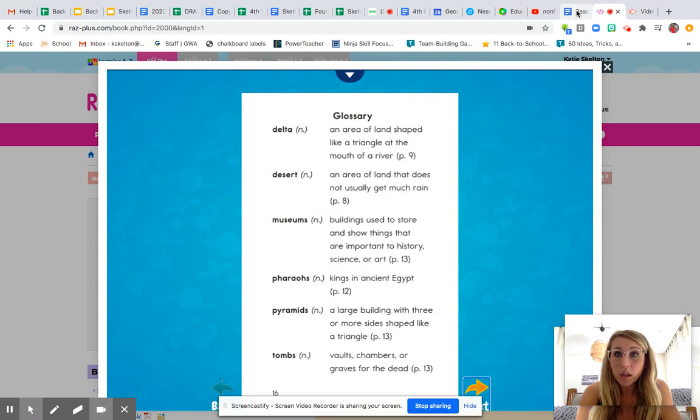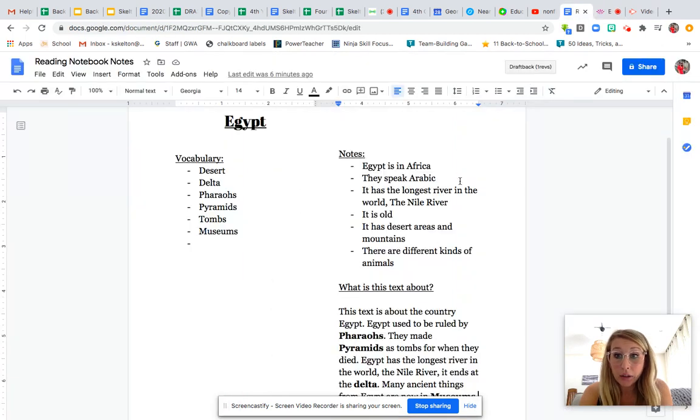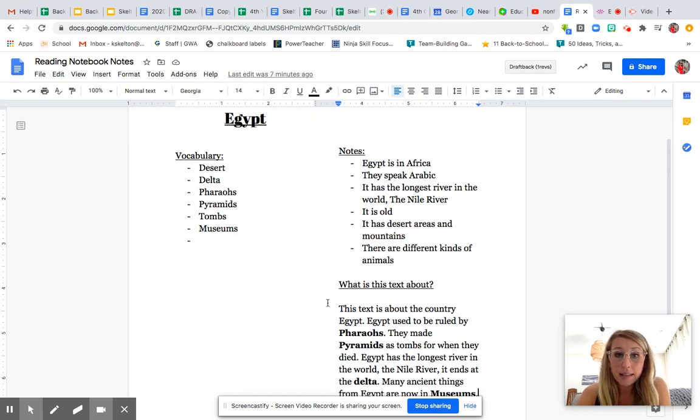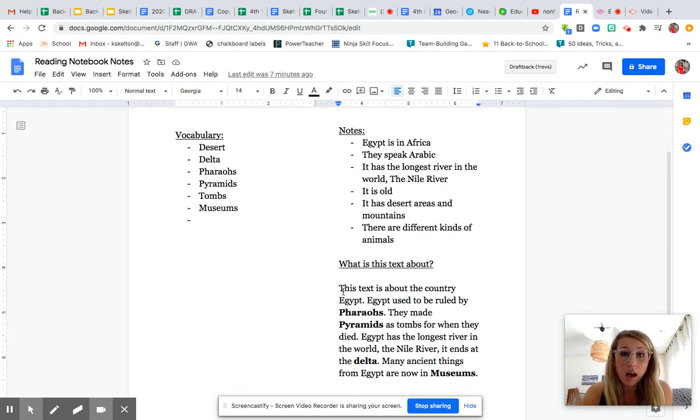Now, looking at my notes, so here I organized my notes in 3 different ways. Well, first, I put the title of my book. So when I go back to my reader's notebook later, I know what text these notes are for. Then I wrote down difficult vocabulary or words I didn't know, and also the bolded words. And then I just wrote down notes while I was reading. So things that I wanted to remember or that I thought were really important. And lastly, I wrote, what is this text about?